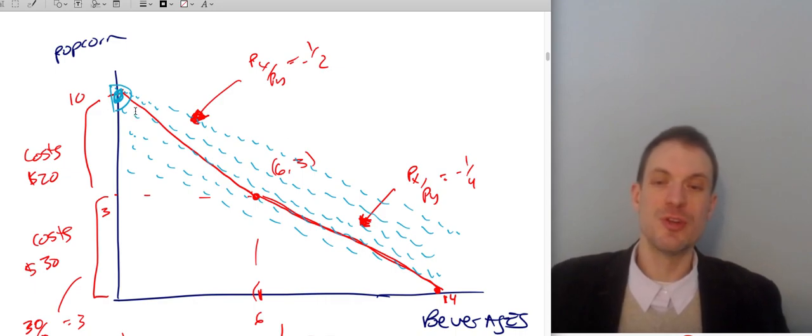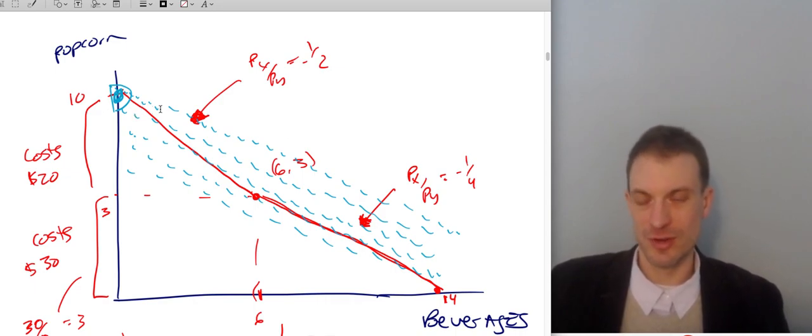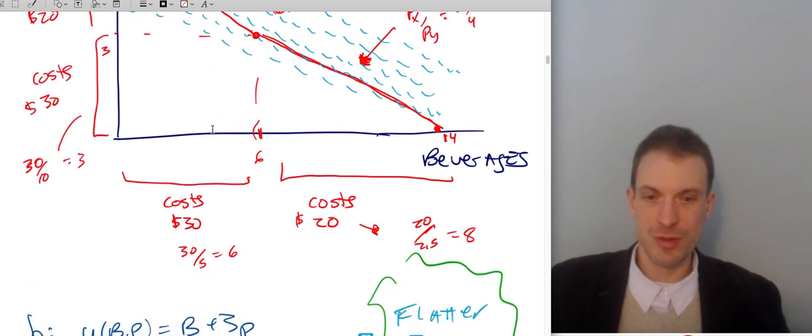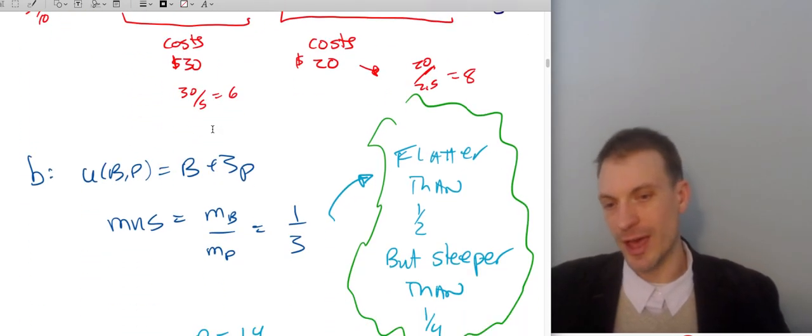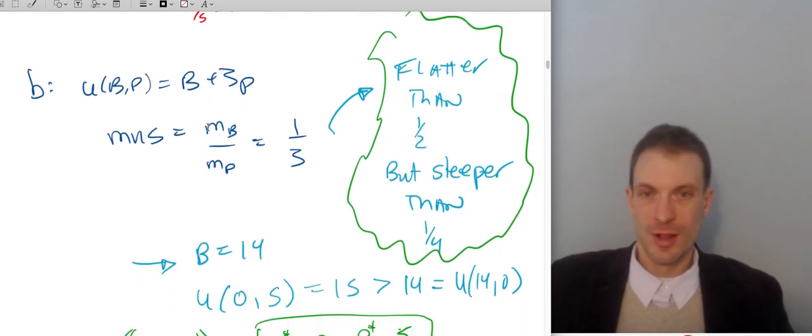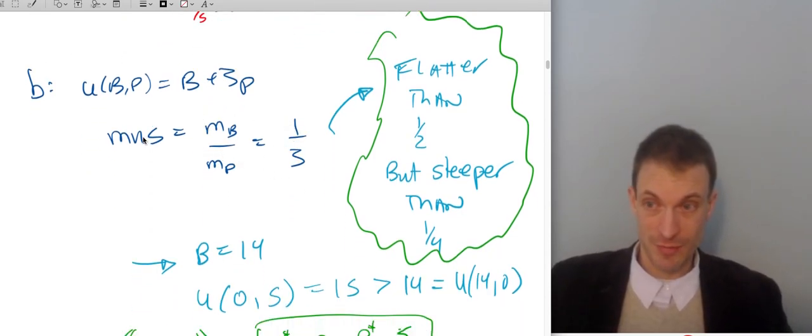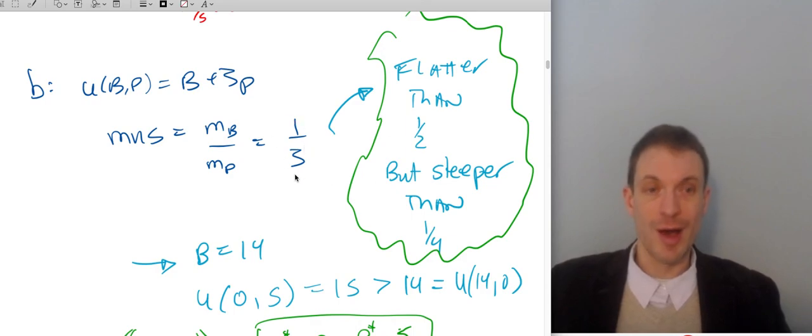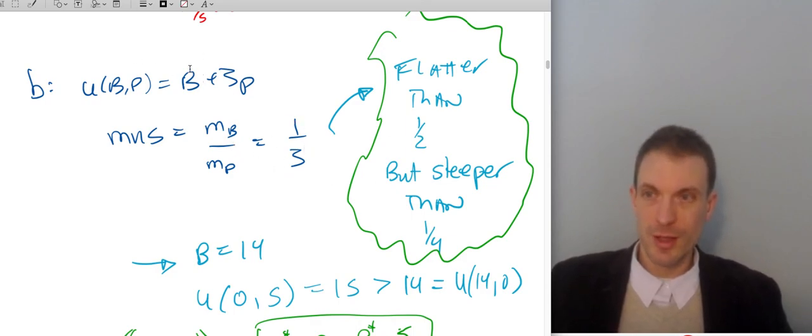All right, suppose we don't trust the graphical representation. You're like, well, maybe you drew it wrong. Whatever. Suppose we want to verify with utility. You could do that, and I've done this down here. This is part B. First off, I'm saying the MRS is going to be 1/3. How did I know the MRS is 1/3? Well, the marginal utility of beverages is the coefficient on B. The marginal utility of popcorn is the coefficient on P. So MUB divided by MUP is going to be 1/3, which is flatter than the top, but steeper than the bottom.